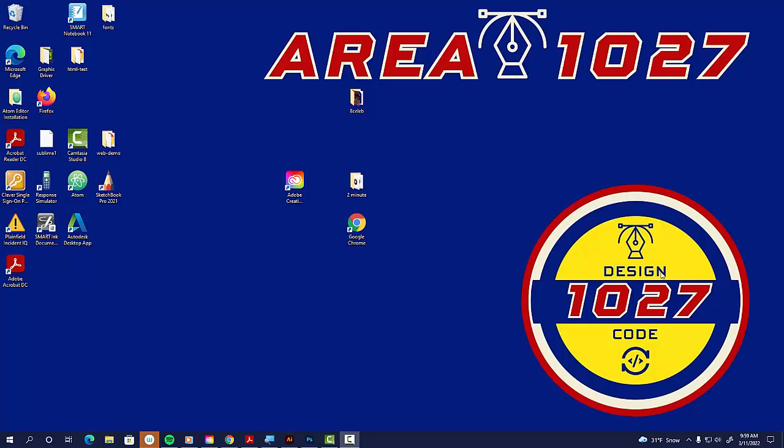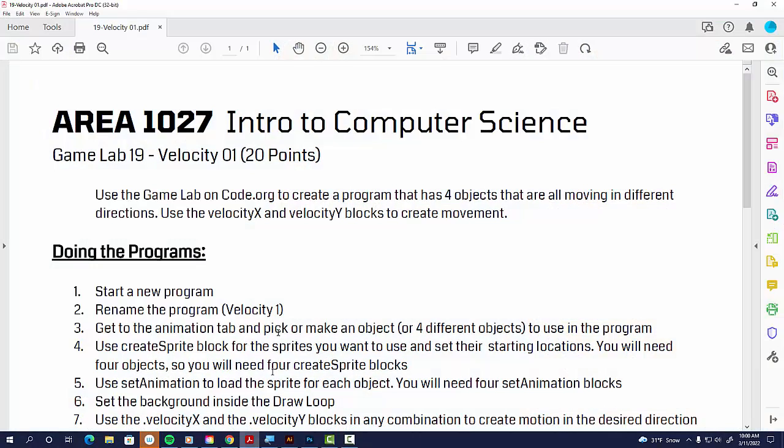Okay, this next assignment is about using what are called the velocity blocks, velocity X and velocity Y, and it's just another way to create motion, but I want you to play with it a little bit. Keep it simple today. You don't have to overcomplicate. Let's do this first. Let's look at the handout that I have for you.